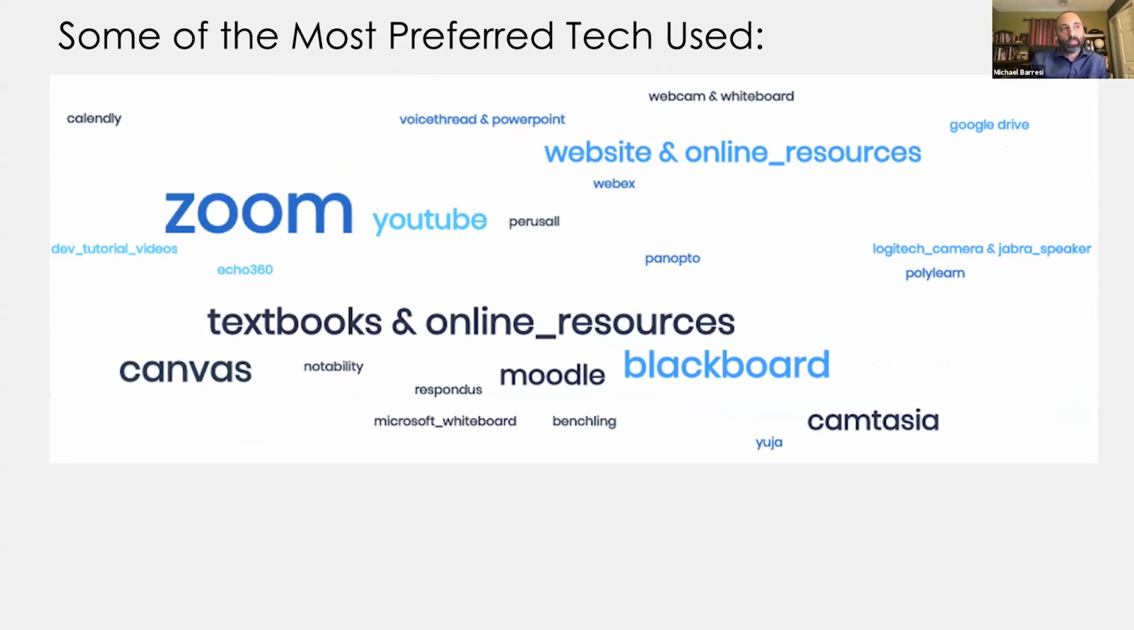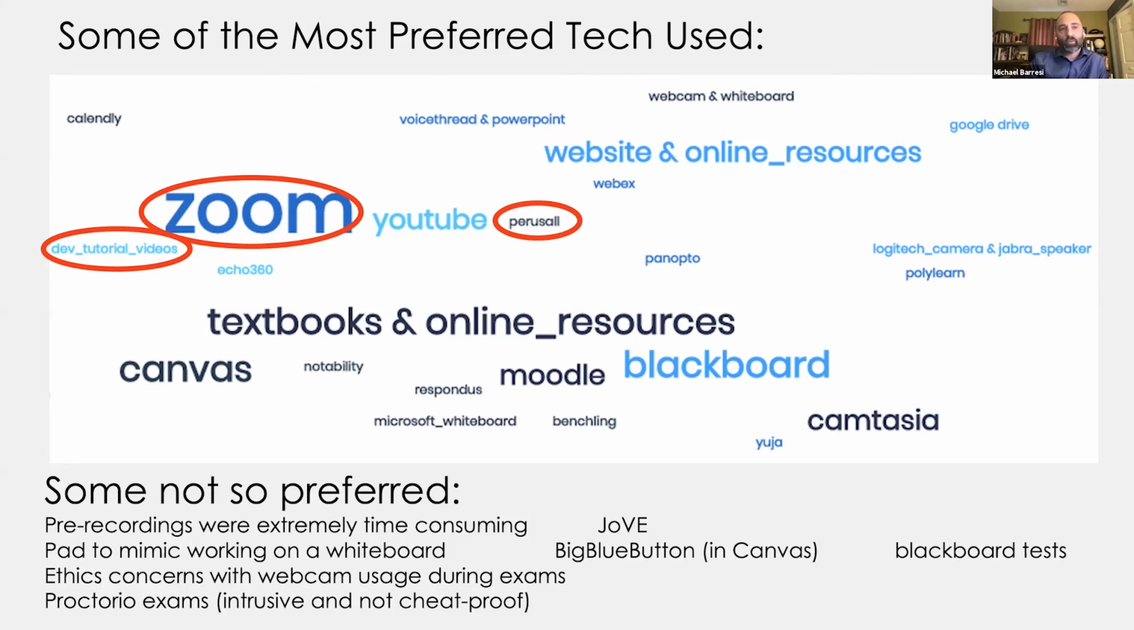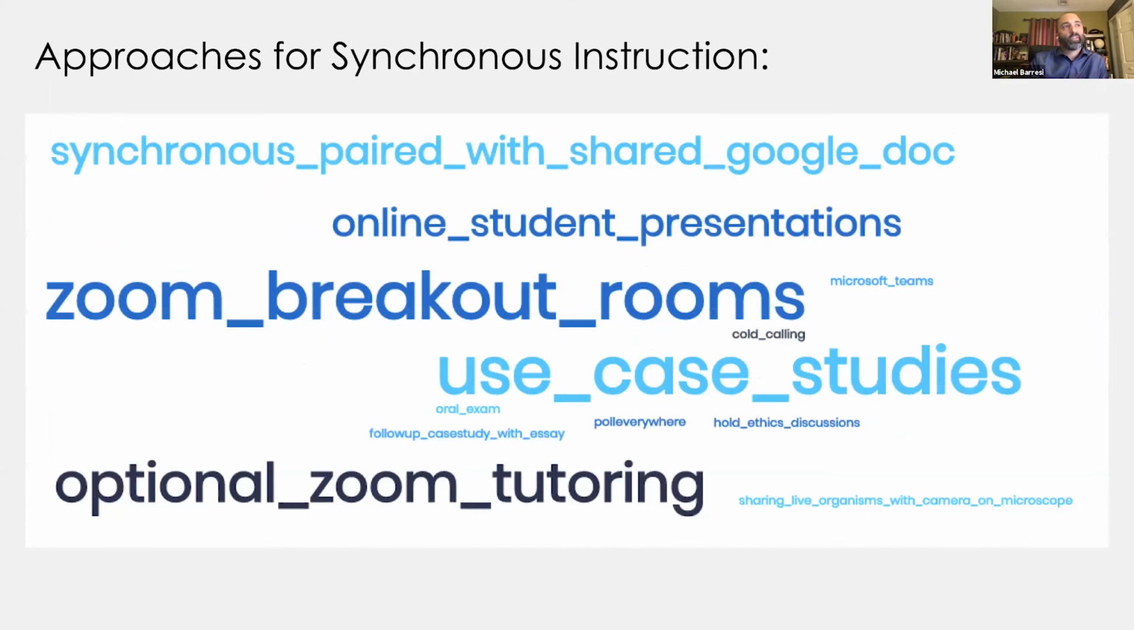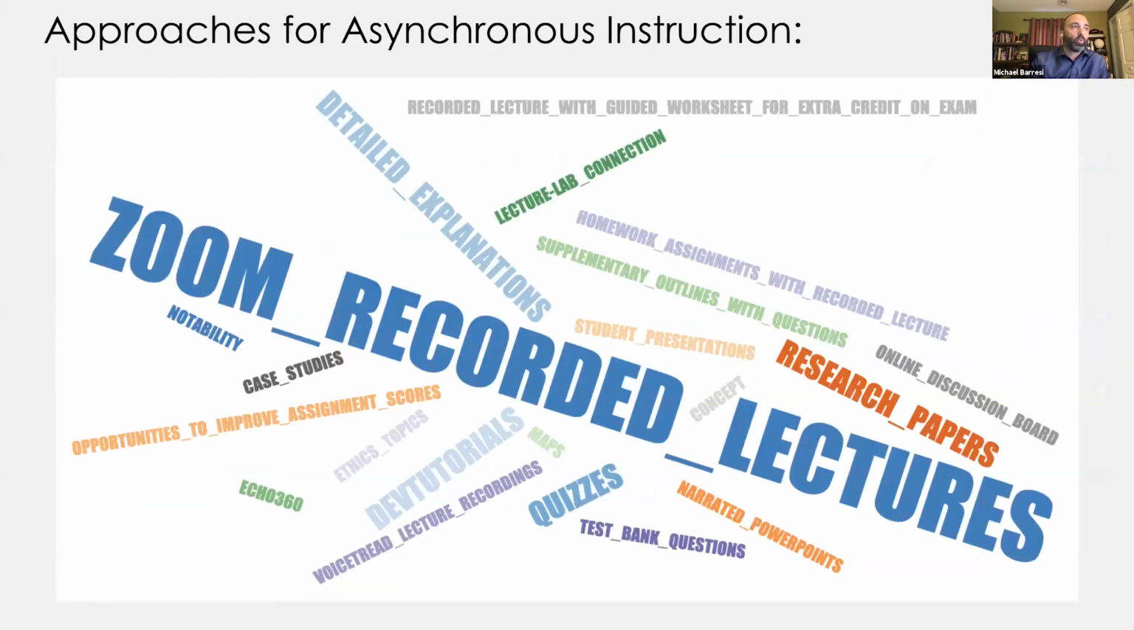You can go through them and see what little words come up. For me, I have experience with, of course, Zoom, these DevBio tutorials, and Perusall for collaborative PDF annotation. There were some that didn't work for a lot of people, and they're mentioned here. What about for synchronous instruction? I have experience with breakout rooms, tutoring sessions, and Poll Everywhere, but go through these, and they could at least give you some indication of what other people were using.